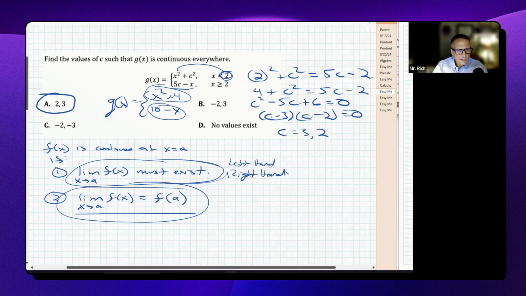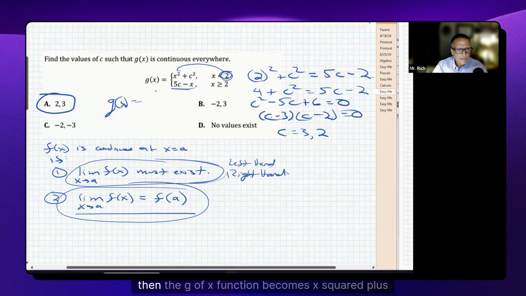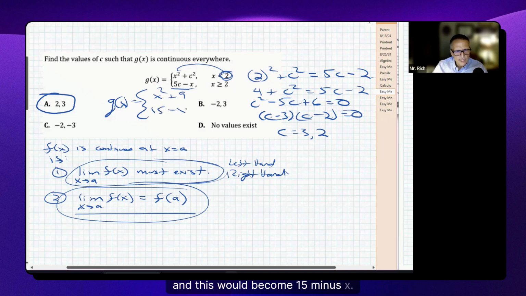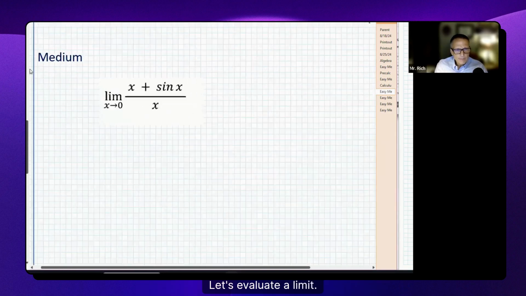If we let c be 3, then the g of x function becomes x squared plus 9, and this would become 15 minus x. And then when x is 2, I get 13. When x is 2, I get 13. So it's going to be continuous whether c is 2 or 3. Let's evaluate a limit.